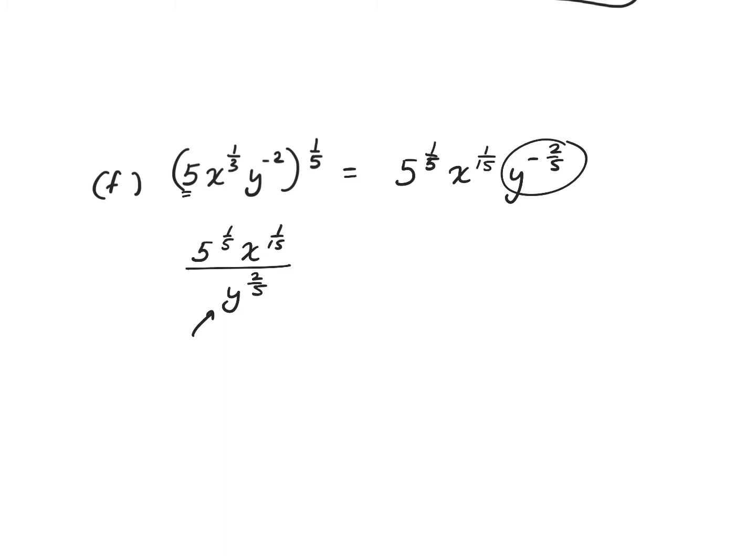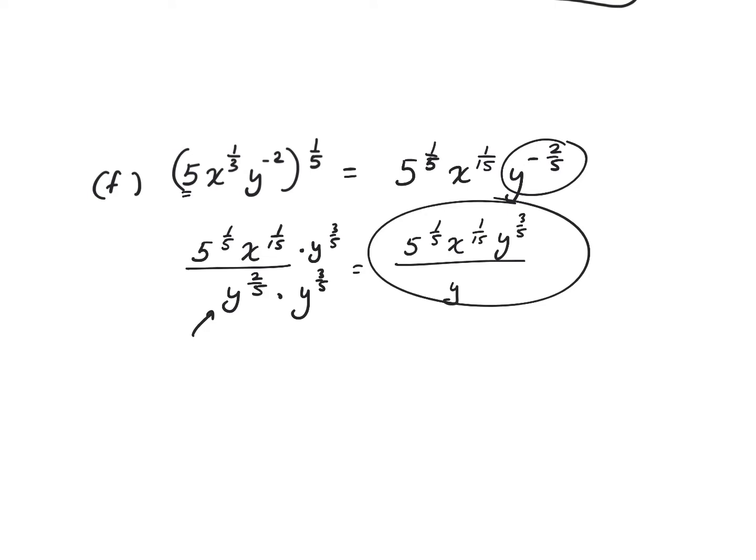So now I need to be thinking about how to turn 2/5 into a whole number, and I need to add 3/5 to it. When I add 3/5, I just need to remember that if I want to add to an exponent, I have to multiply by a like base. So I'm going to multiply by a like base, and I'll multiply the top by y to the 3/5. What I get left with is, in the numerator, 5 to the 1/5, x to the 1/15, y to the 3/5, divided by just y. And now for me, I'm happy with that.